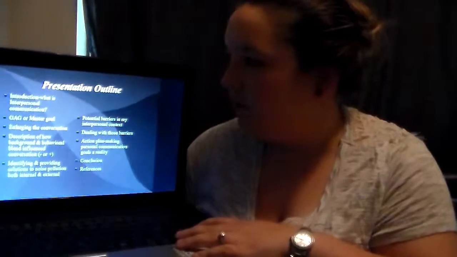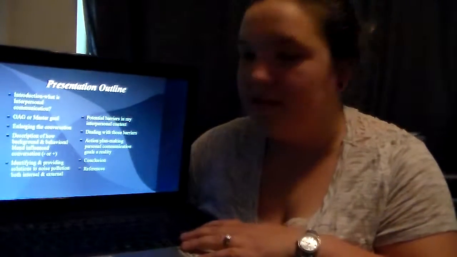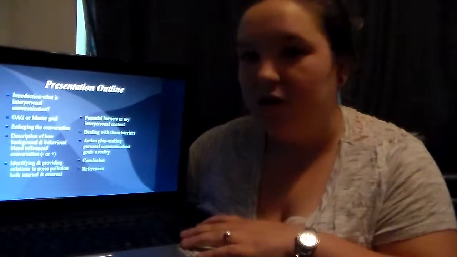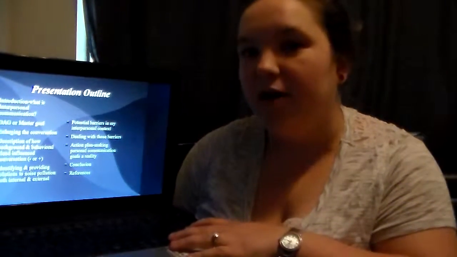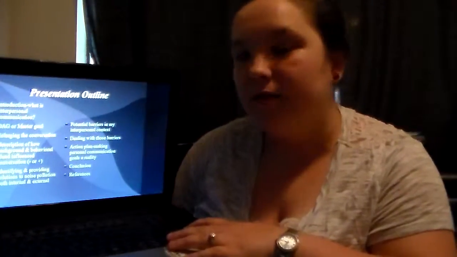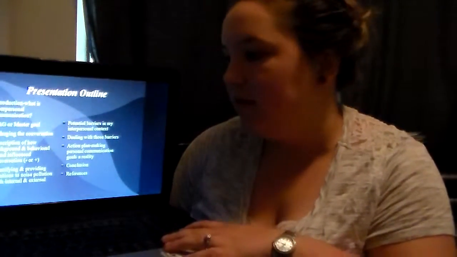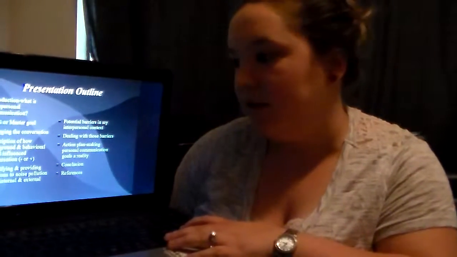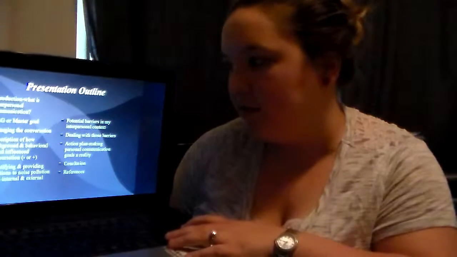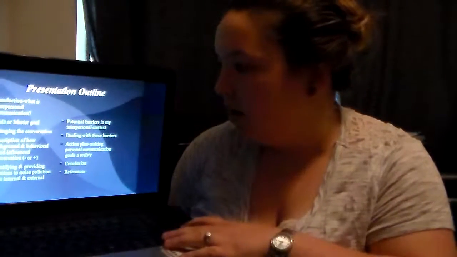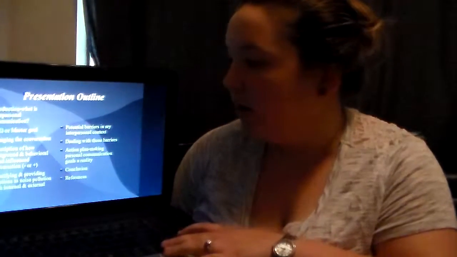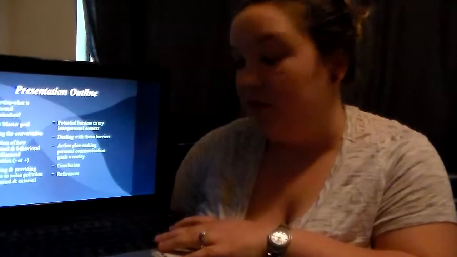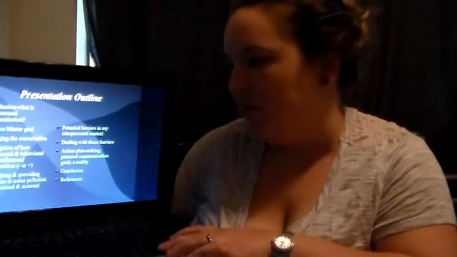This is the outline for the presentation. Introduction: what is interpersonal communication? The OAG, or master goal. Enlarging the conversation. Description of how the background and behavioral blend affects my conversations. Identifying and providing solutions for the noise pollutions in the internal and external arena. Potential barriers to my interpersonal context. Dealing with those barriers, my action plan, conclusion, and references.